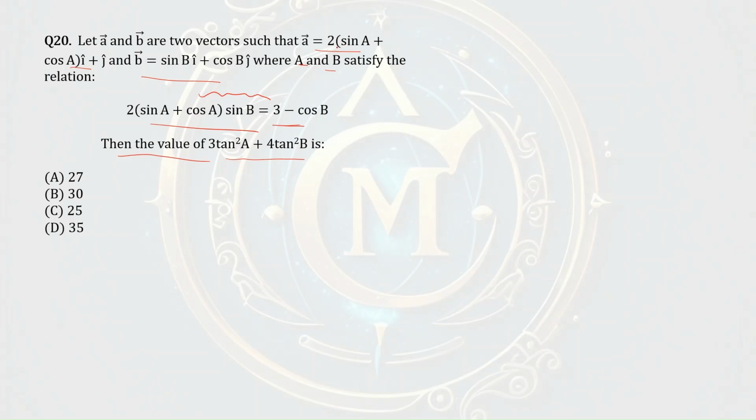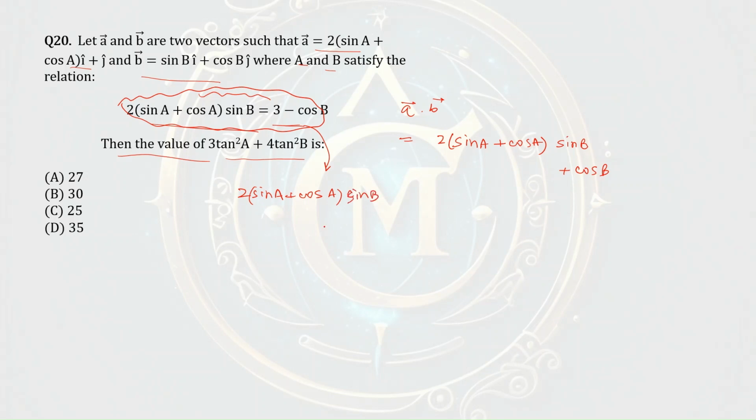So if we dot these two given vectors, A dot B becomes 2 times sin A plus cos A times sin of B plus cos of B. Now from this equation we can tell that 2 into sin A plus cos A times sin of B plus cos of B is equal to 3. So this A dot B is equal to 3.